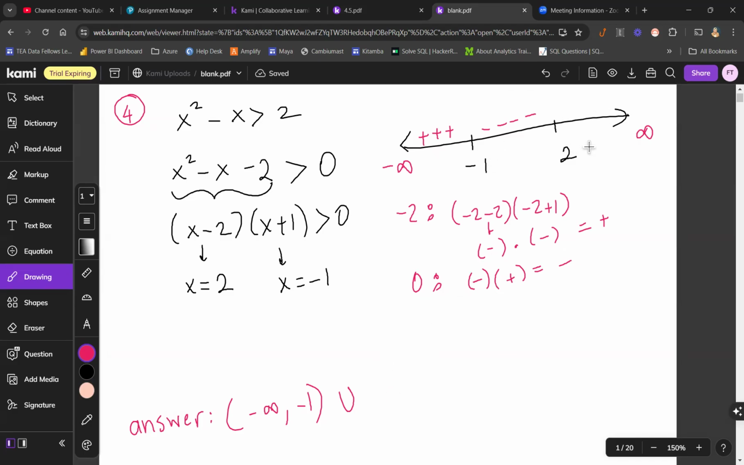Finally, I want to test something more than 2. So let's try 3. What happens when we decide to use 3 for x? 3 minus 2 is positive. 3 plus 1 is positive. And then when we multiply two positive numbers, I get a positive result. So this is even good for me because I want to get a positive result. So the final region I can use in my solution set is 2 to infinity. This is how we're going to solve number 4.